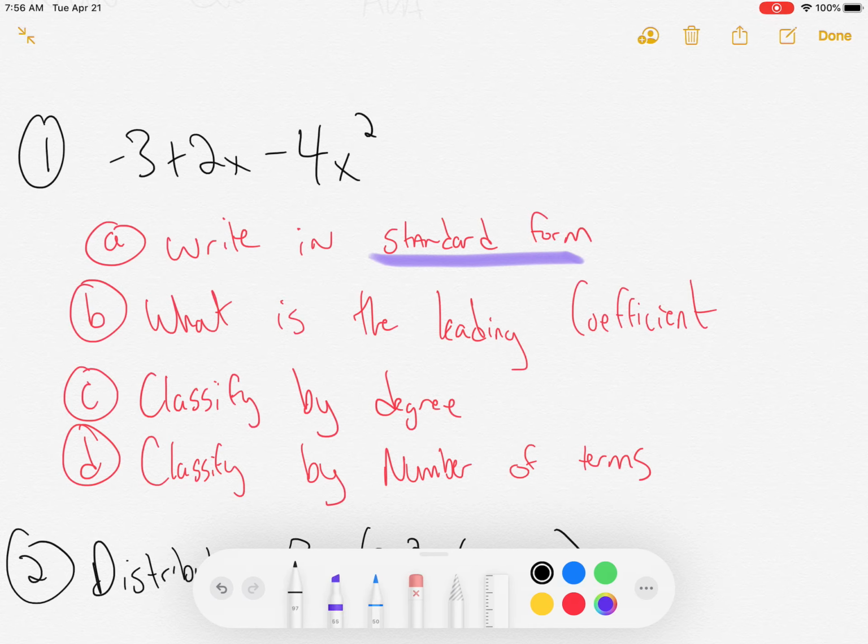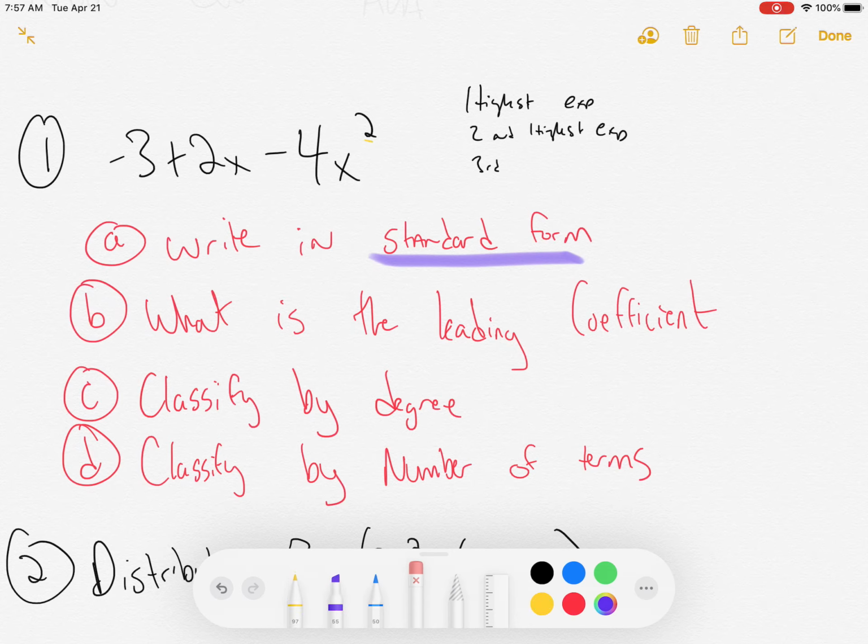The first one, so it's just to put it in standard form. That just means the highest exponent comes first, then the second highest exponent, and third, and so on and so forth until you don't have any terms left. The important thing here is that the sign goes along with the number.